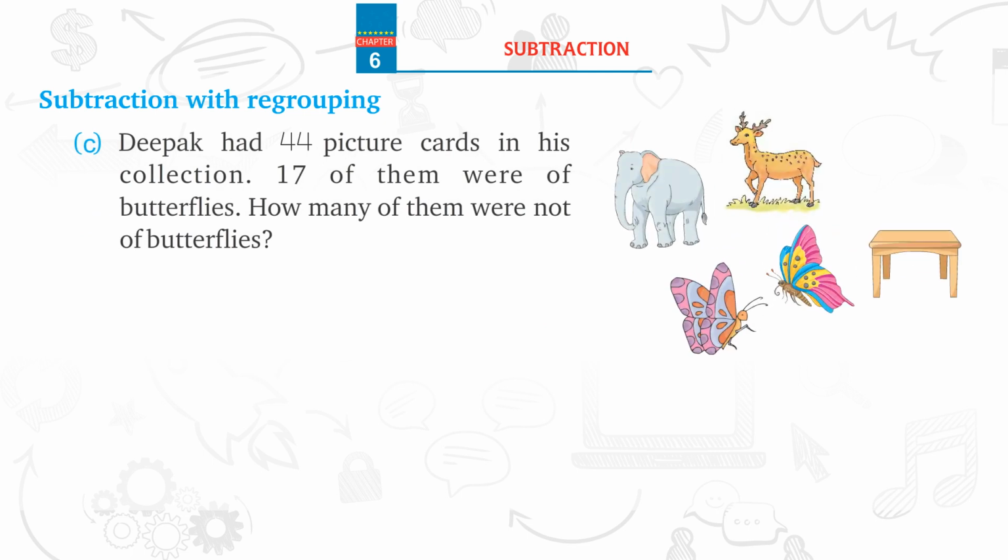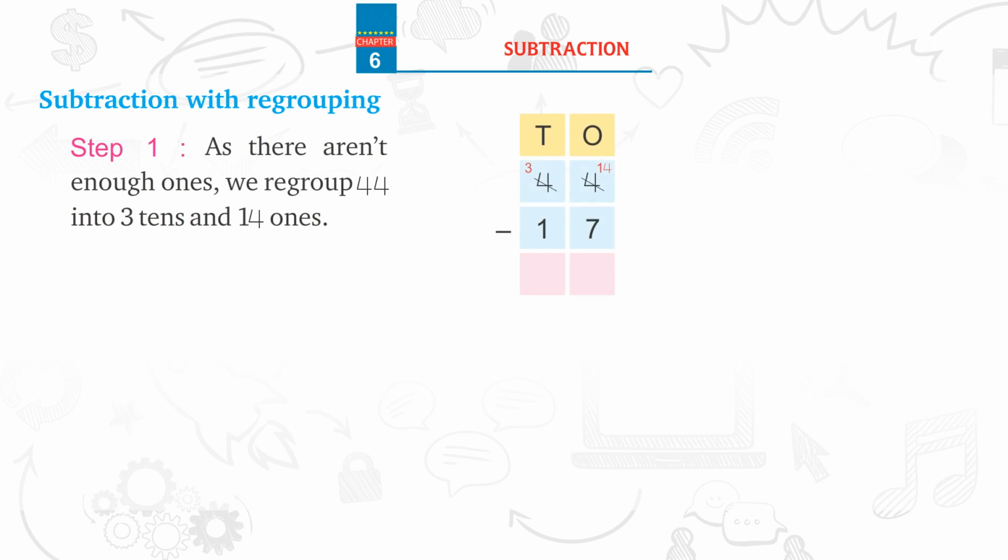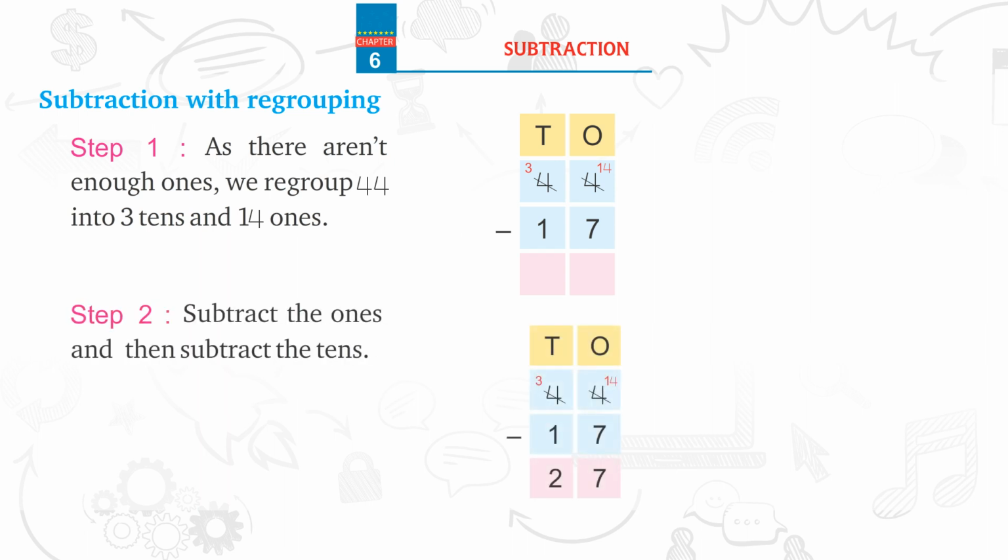C. Deepak had 44 picture cards in his collection. 17 of them were of butterflies. How many of them were not of butterflies? 44 minus 17 equals. Step 1. As there aren't enough ones, we regroup 44 into 3 tens and 14 ones. Step 2. Subtract the ones and then subtract the tens. Answer. 27 pictures were not of butterflies.